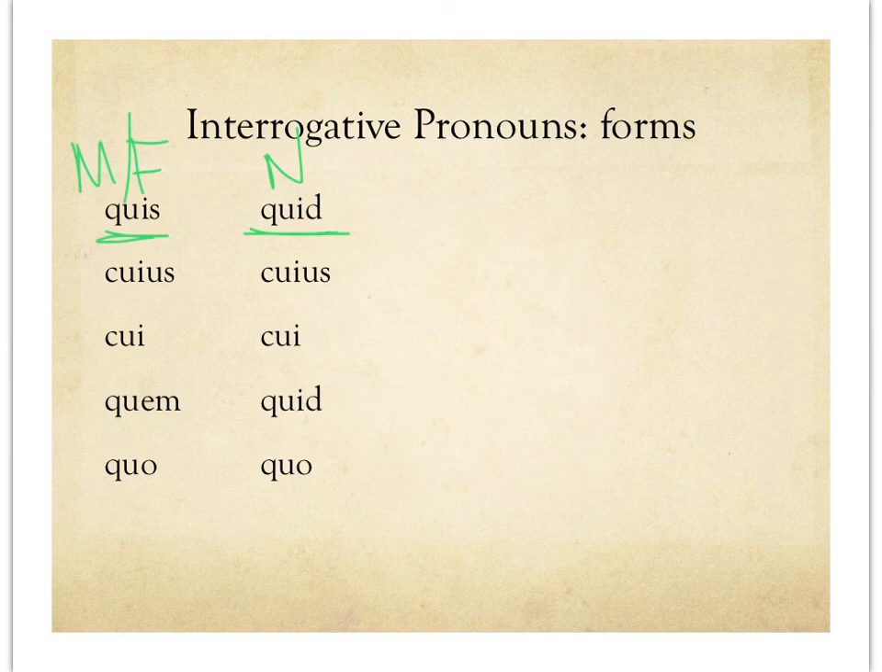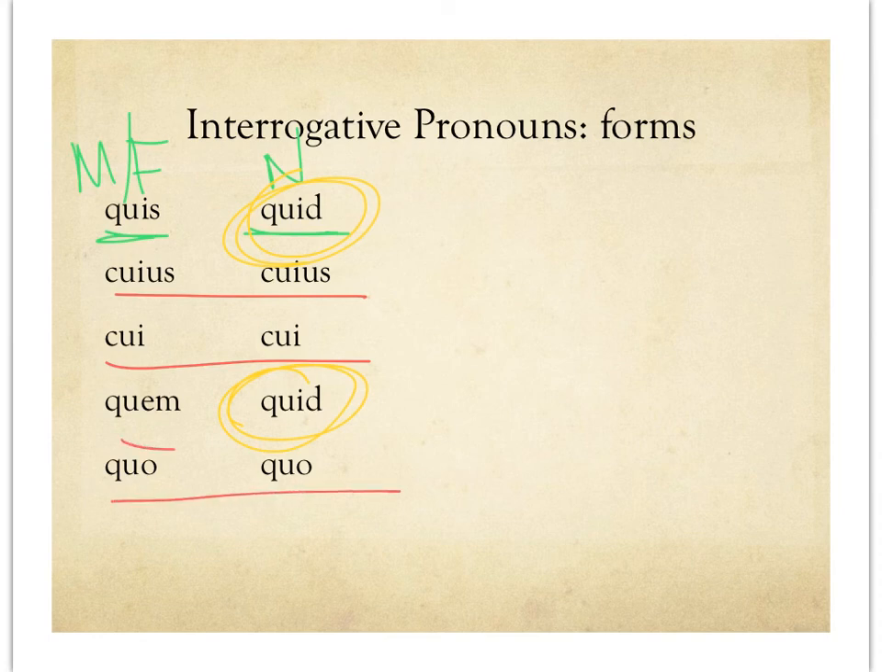But then you'll see a lot of similarities. So cuius is the same, qui is the same, quem is the same, quid of course is different, but that's because it has to look exactly like this, and quo is the same. So most of these forms are just the same as the relative, and you're going to know that they're not relatives, that they're interrogatives, because they'll come at the beginning of a question. They won't have an antecedent.